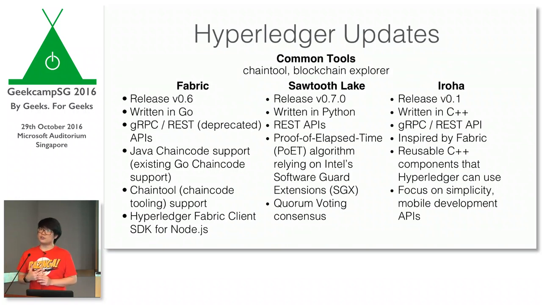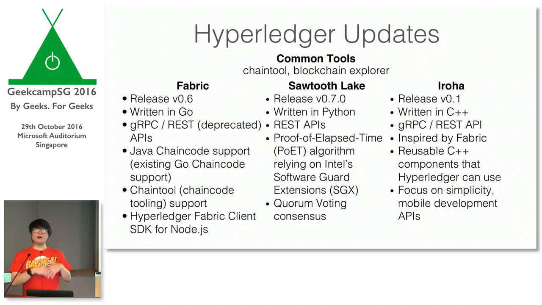Sawtooth Lake is something very interesting, which the code base was just contributed in June, July, I think. It's currently release 0.7. It's written in an implementation of Python. It's leveraging on REST APIs. One of the interesting implementations of Sawtooth Lake, this is by Intel by the way, a proposal by Intel, is that it has its own new algorithm called proof of elapsed time, which leverages on their Intel Software Guard Extension, which is a hardware thing for their processors.